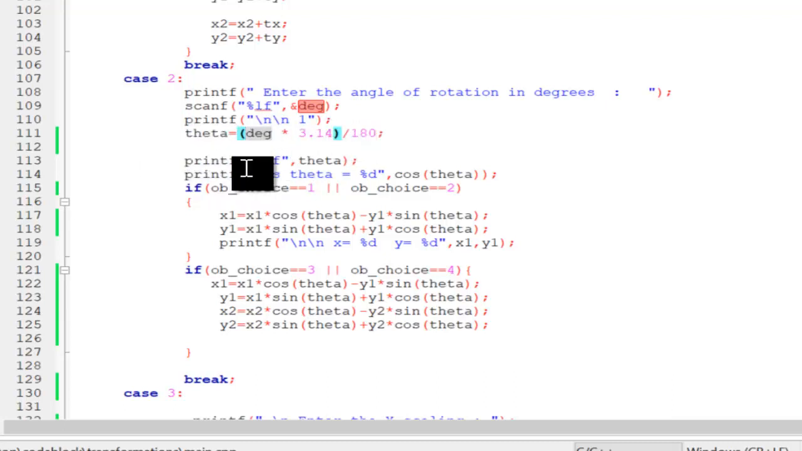Then I'm just printing it here for my own purpose. I was just checking what it gives, theta and all.